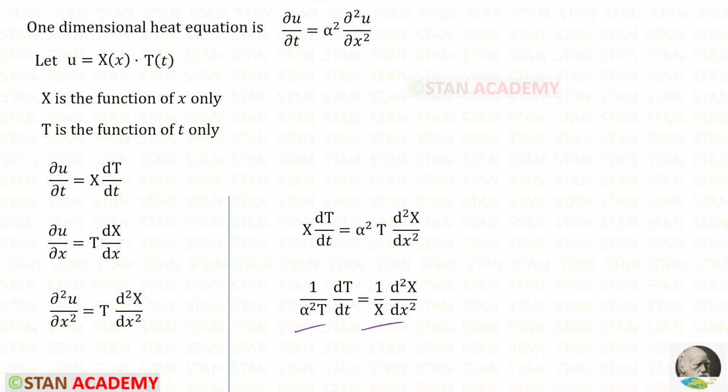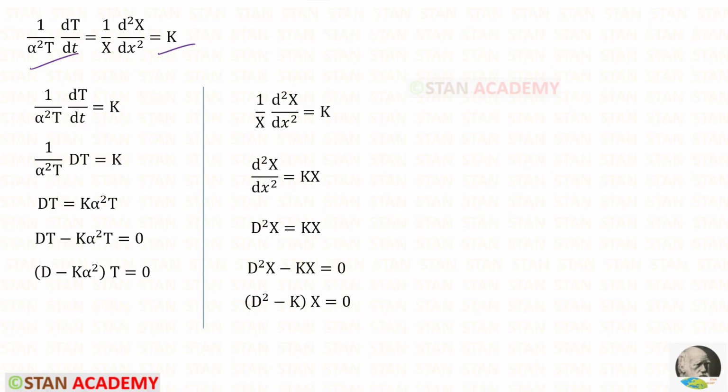For both of these two terms, let us keep a common constant k. First, let us take these two. Instead of d/dt, we can apply D. Let us take these two terms to the other side, so they come in the numerator. Then we can take it to the other side, so it will come as negative. From these two, let us take T outside.